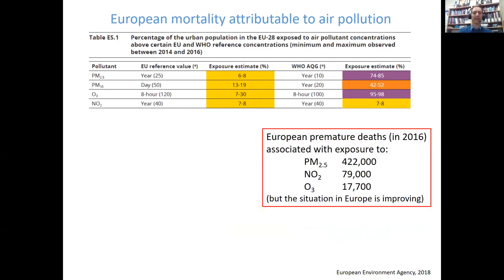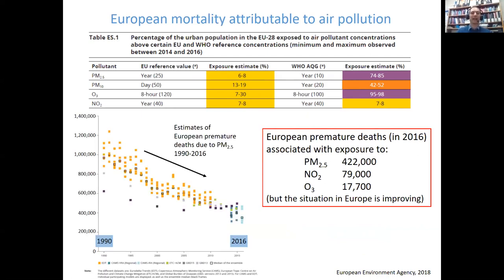What does that translate into in terms of premature deaths for Europe? Again, it's staggeringly large numbers. PM2.5, over 400,000 across Europe. Nitrogen dioxide, 79,000. Ozone, almost 18,000. But at least within Europe, the air pollution is going down.